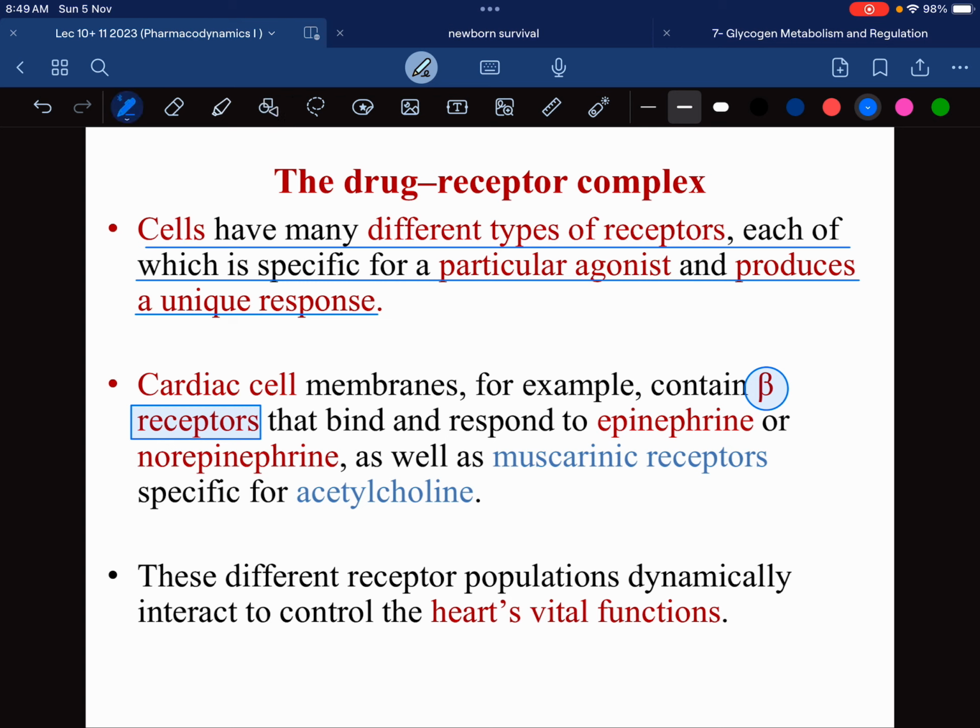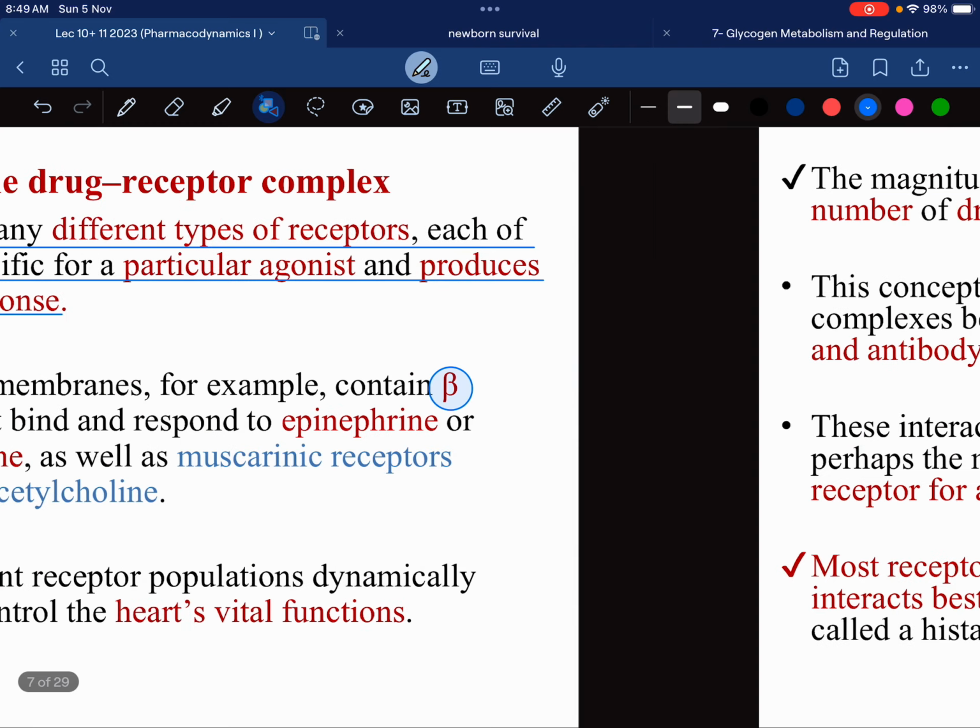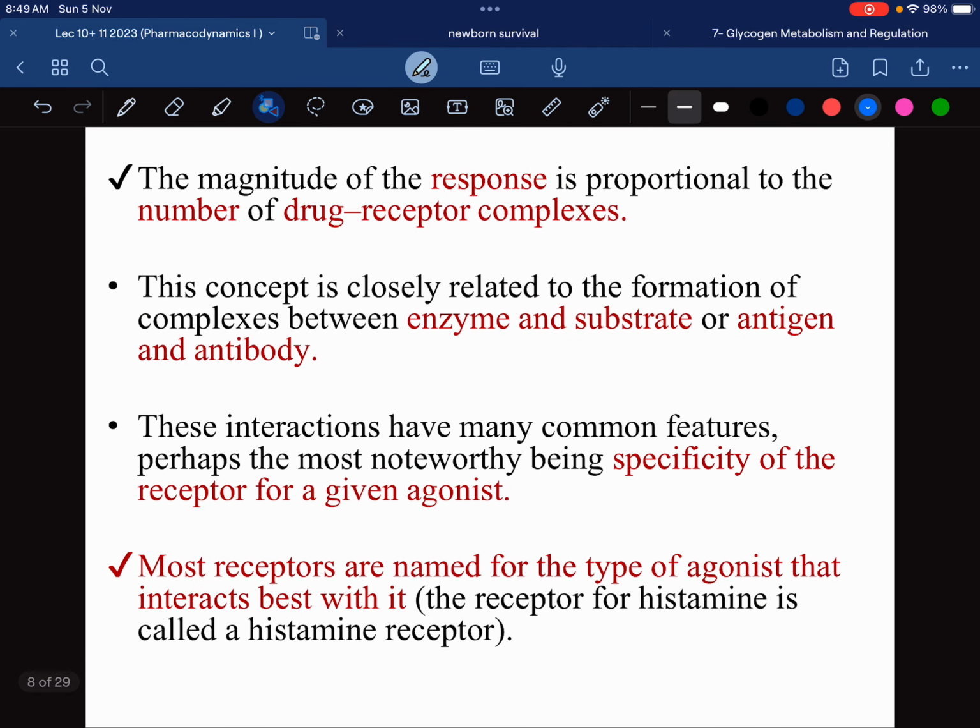The magnitude of the response is proportional to the number of the drug receptor. So the drug will bind certain binding sites, this binding site to certain receptor. The number of the drug that bind to that receptor will make what we call the drug receptor complex. As the number of these complexes increases, the activity will be increased.